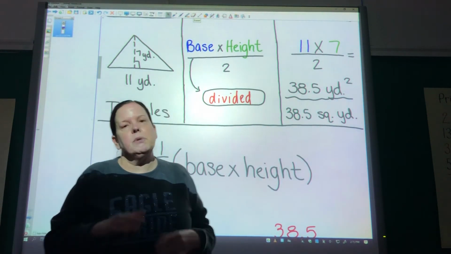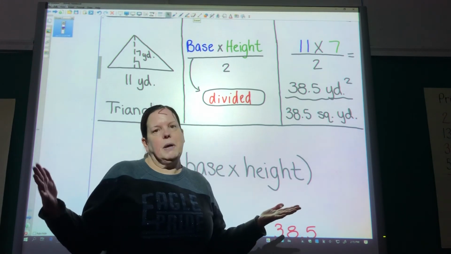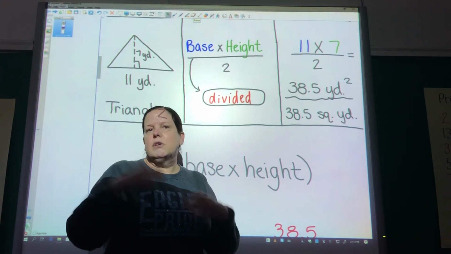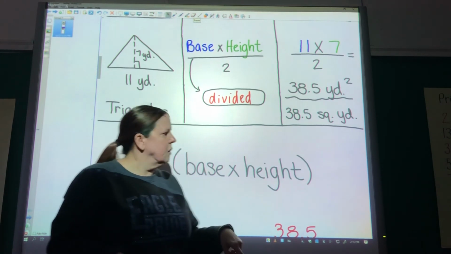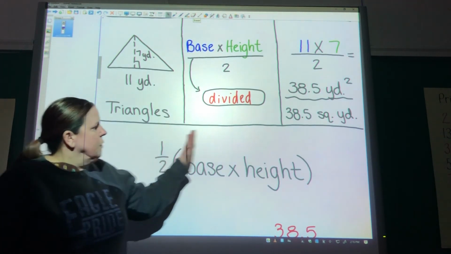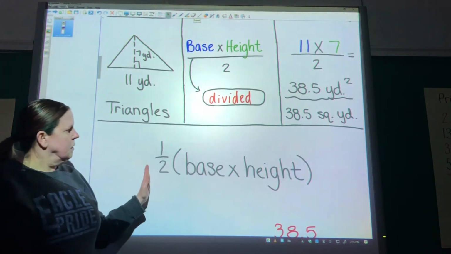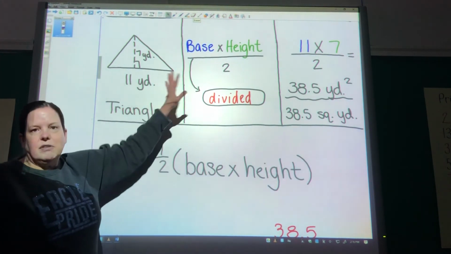The first paper, do without a calculator. It's only 4 problems. The second one, the second and third, there's only 9 on each one. You could do with a calculator. If you would rather use it this way, you could use it this way. I just prefer that way, so that's kind of how I teach it.